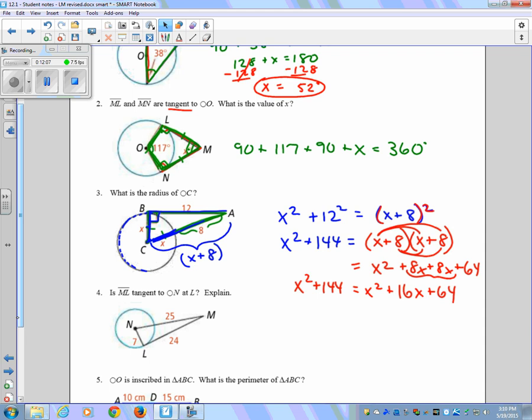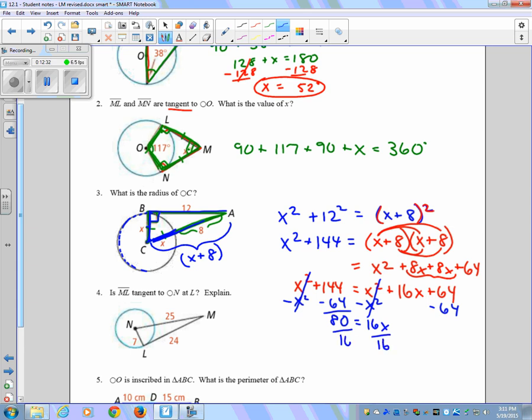I know you're thinking, uh-oh, do we have to factor? But this one we don't, because we're just going to subtract x squared from both sides. And that gets rid of the x squared on both sides. Then we can subtract 64 from both sides, and we get 80 equals 16x. We're going to divide by 16, and we get x equals 5. It doesn't have any units here, so x is just 5.